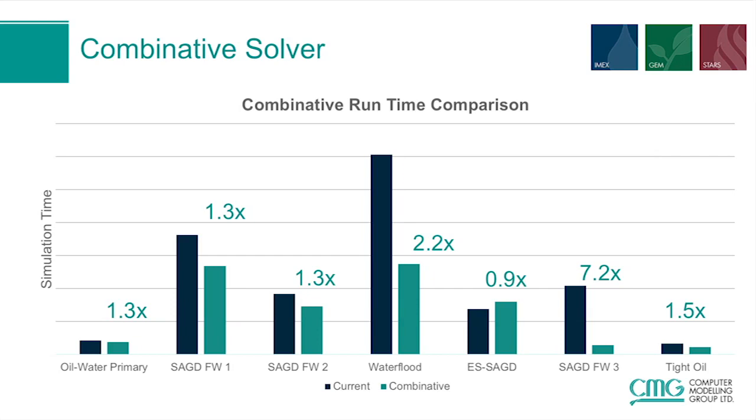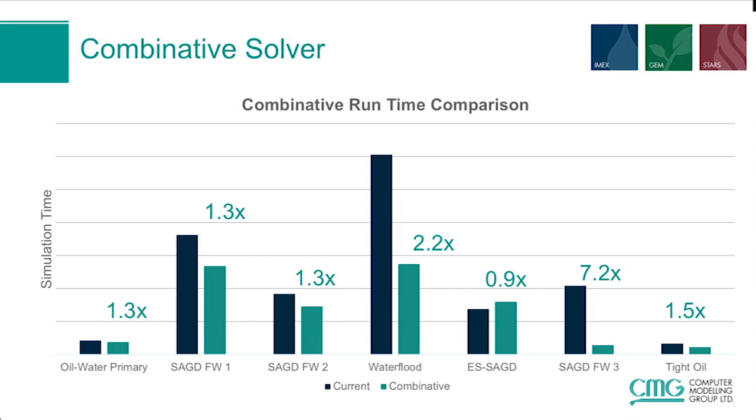And the reason we did not see any improvement on the run is because the original ESXD case was already running extremely well and extremely fast. So using combinative solver in this one particular case saw really no difference in your runtime.